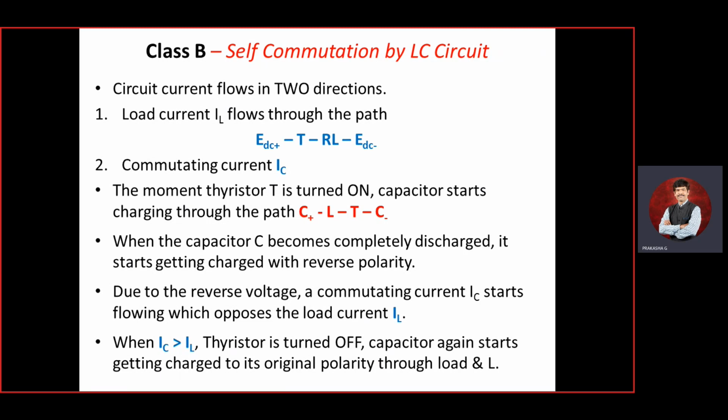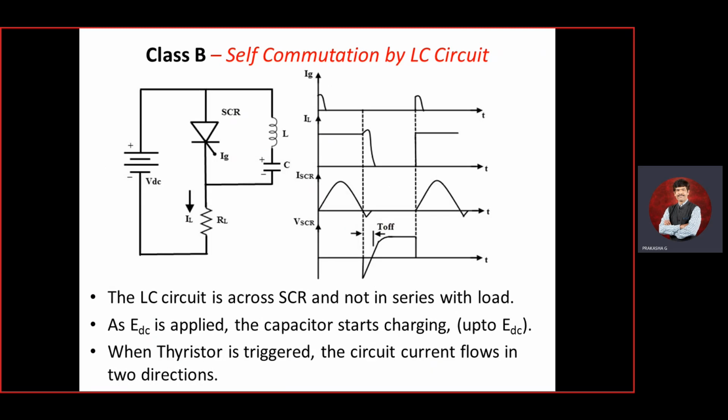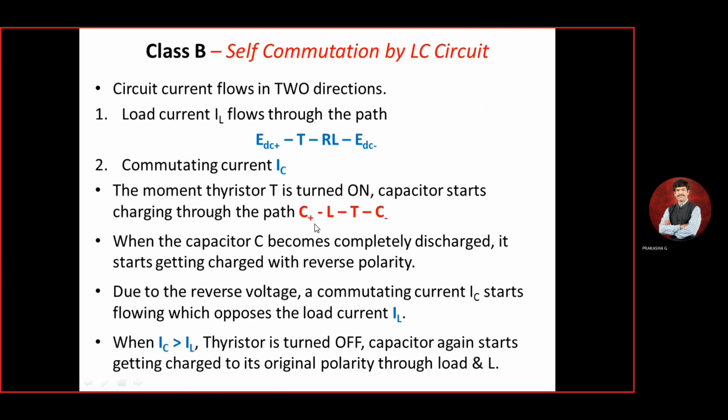Which is the direction? We should know that one. It starts from EDC positive, then goes to the thyristor, then to RL, that is your load, and then goes back to EDC negative. This is the first direction, the first current flow. The second one: capacitor positive, L, thyristor, capacitor negative.